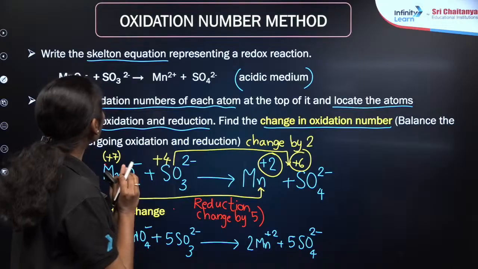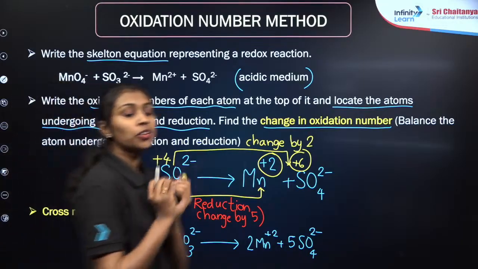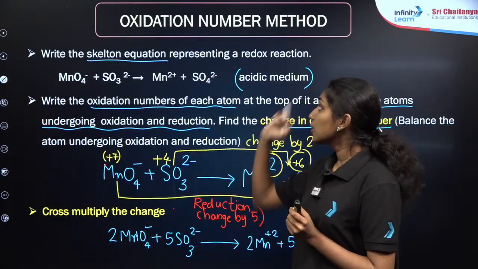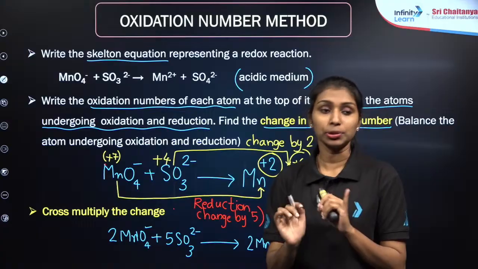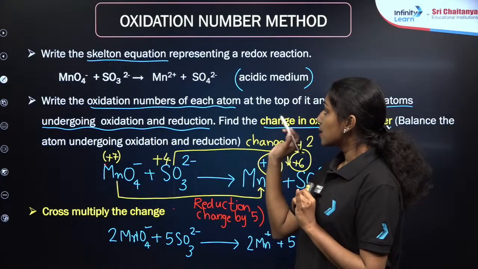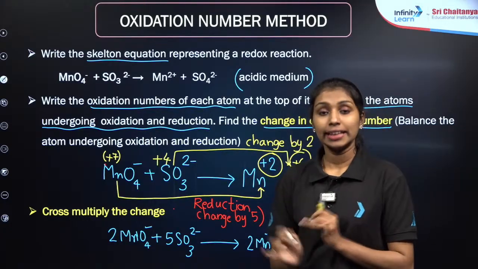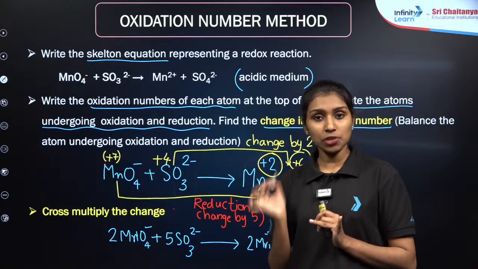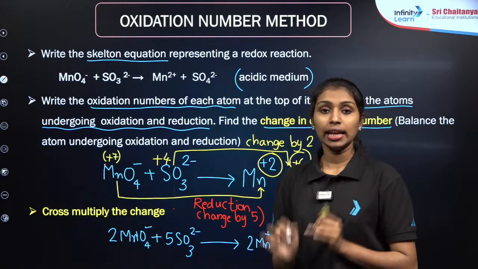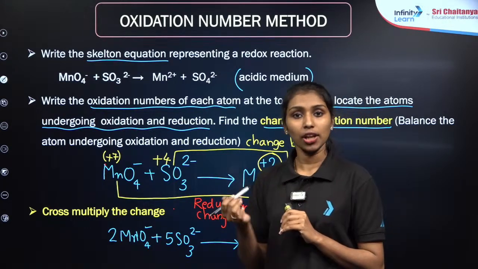Here I am just giving again the oxidation number method. In order to find the balanced redox reaction by the oxidation number method, first write down the skeletal equation representing the redox reaction. Then find out the oxidation numbers of each of the atoms present in the reaction. Then find out which one is undergoing reduction and oxidation.